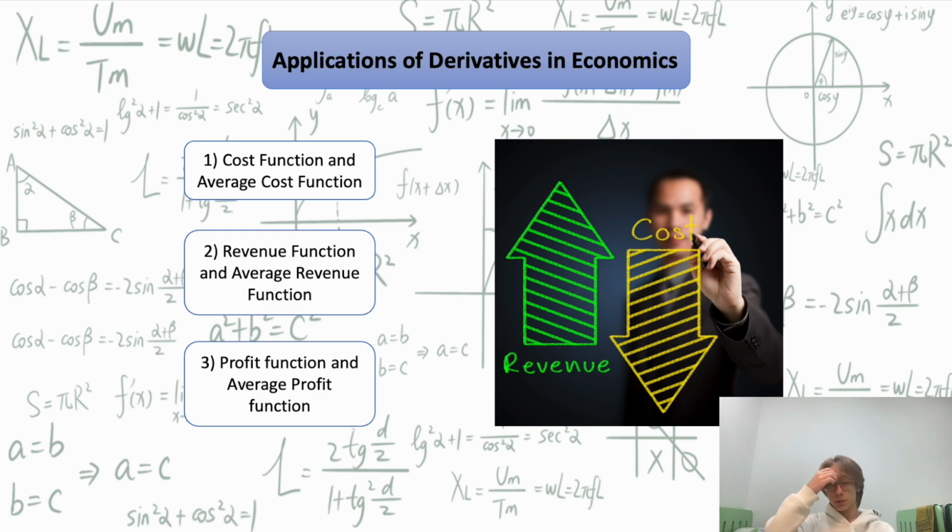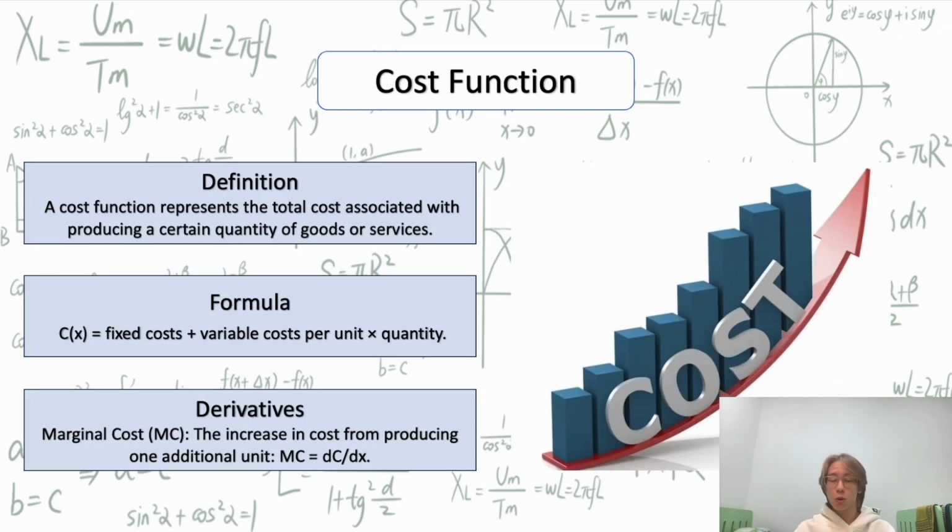In this part of the presentation, I would like to talk about three points: the cost function and average cost function, the revenue function and average revenue function, and the profit function and average profit function. So, what is the cost function? A cost function, by definition, represents the total cost associated with producing a certain quantity of goods or services. The formula is C(x) equals fixed cost plus variable cost per unit multiplied by quantity.